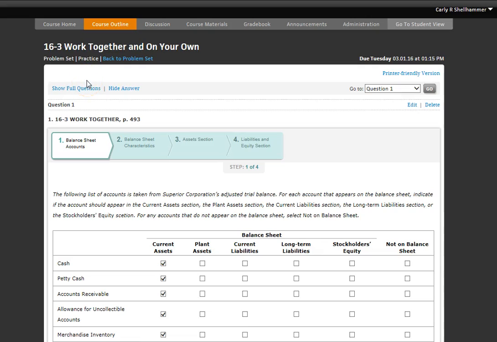All right, let's go through the 16.3 work together. First part, balance sheet accounts. The following list of accounts is taken from Superior Corporation's adjusted trial balance. For each account that appears on the balance sheet, indicate if the account should appear in the current asset section or the plant asset section, the current liabilities section, the long-term liabilities section, or the stockholders' equity section. For any accounts that do not appear on the balance sheet, select Not on the Balance Sheet.